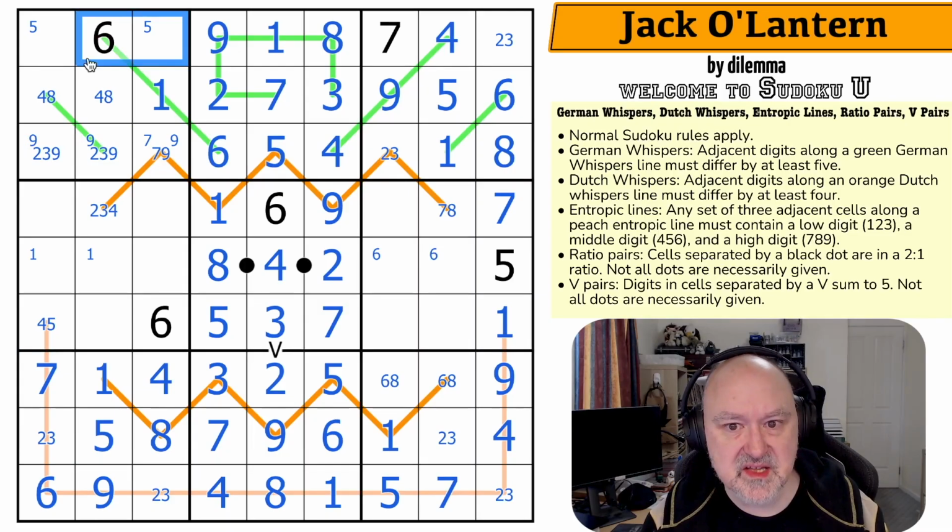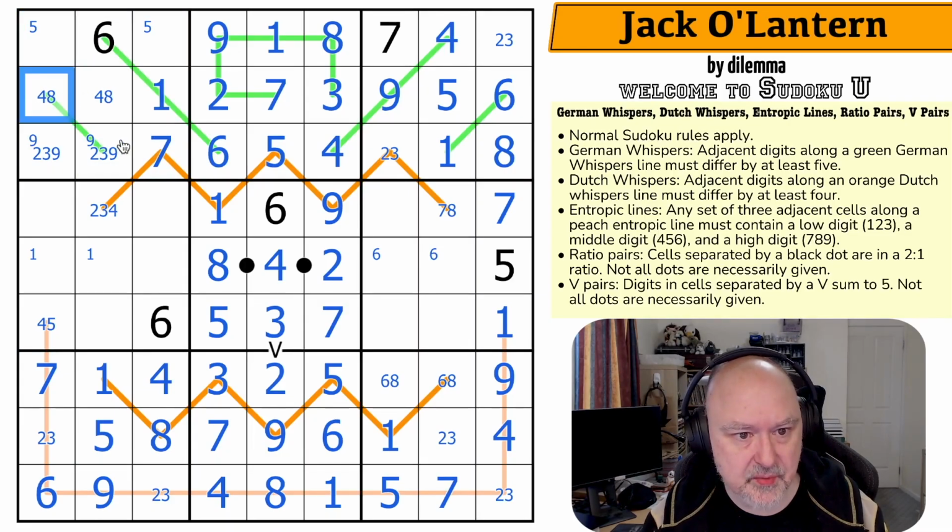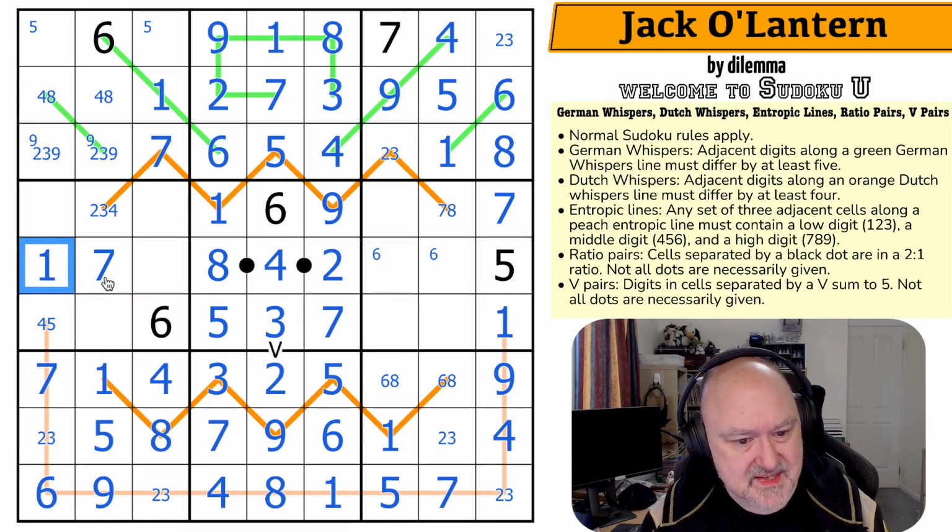So where's 7 in this box? It's not in those. It's not in either of those. That's the 7. It can't be here because it'd be too close by German Whisper. That's the 7. Which puts 7 in one of those two, because it can't be next to a 7 on a Dutch Whisper, and that 7 says not there. That's the 7 making that the 1. This is neat.